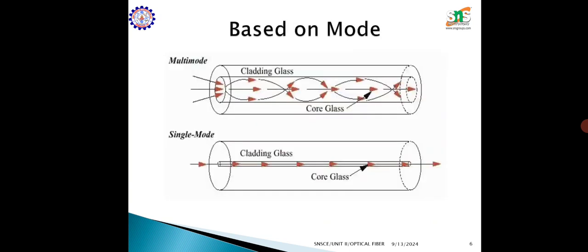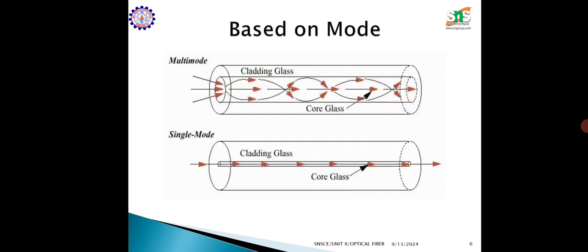Based on mode of propagation, we have two types, single mode and multi mode. In single mode, the core diameter is very small compared to the cladding, so it allows only one mode of propagation of light. That is why it is called single mode fiber. Its core diameter will be 5 to 10 micrometers and cladding diameter will be 125 micrometers, and it can be used for long distance communication systems.